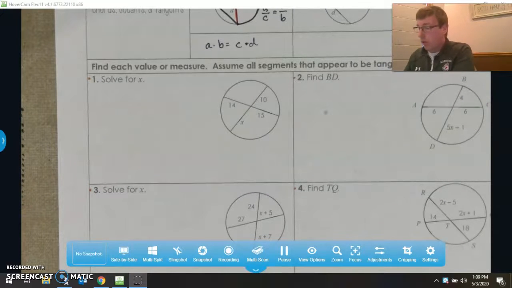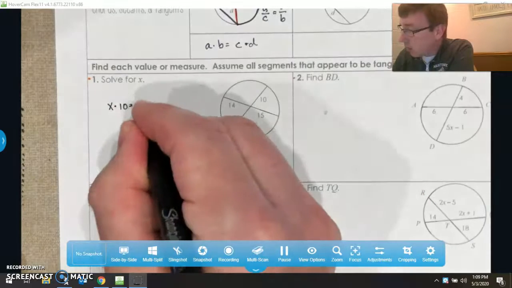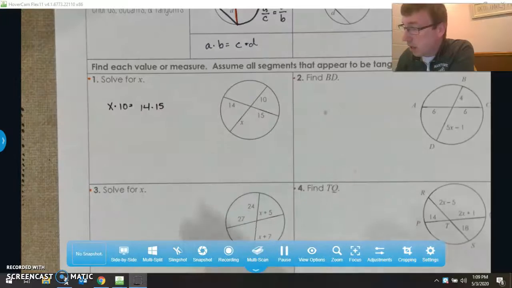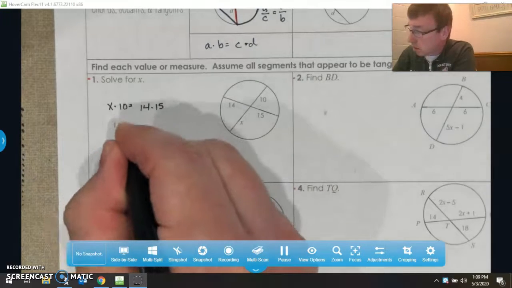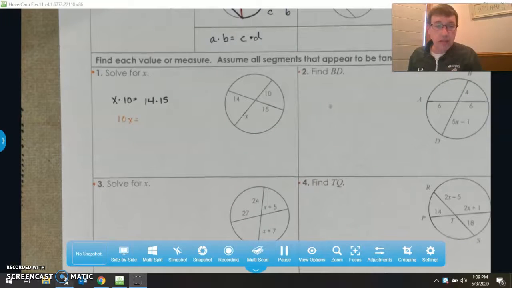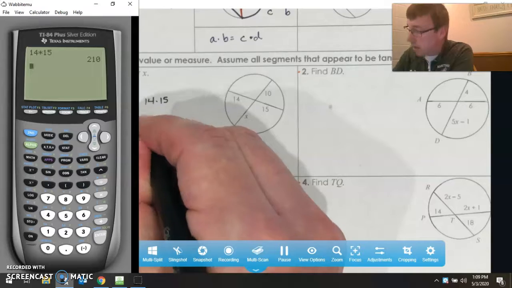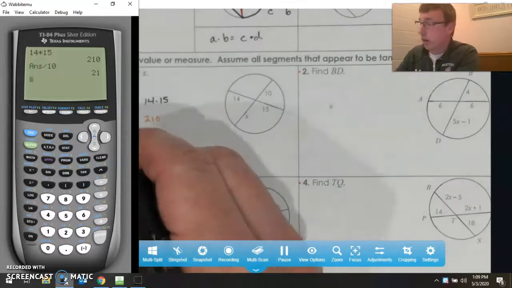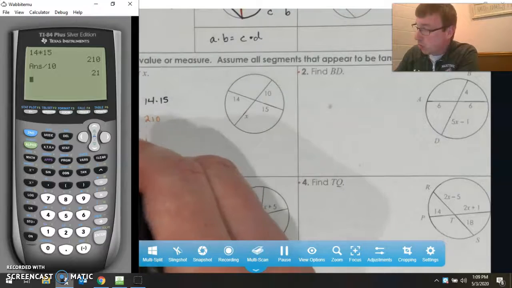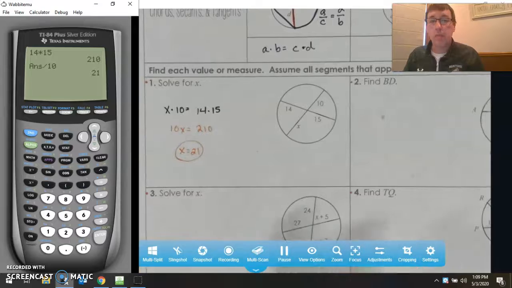So we will have x times 10 equals 14 times 15. Now we should all know that x times 10 is simply 10x. And then 14 times 15, if I bring up my calculator here, is 210. Divide 210 by 10, we get 21. X will be 21. That is what we have to solve for here. We had to solve for x, so x will be 21.